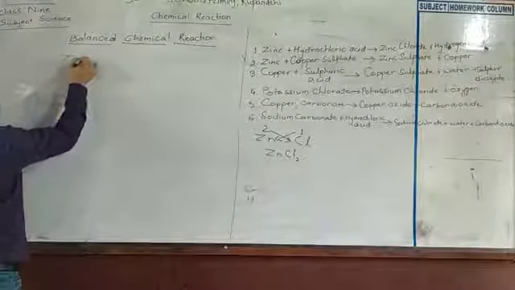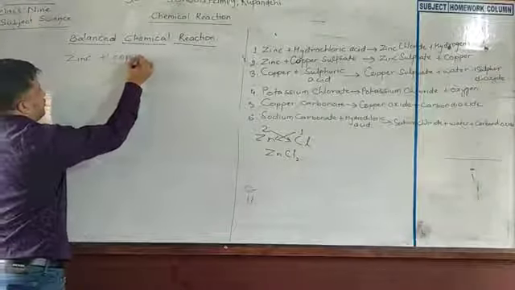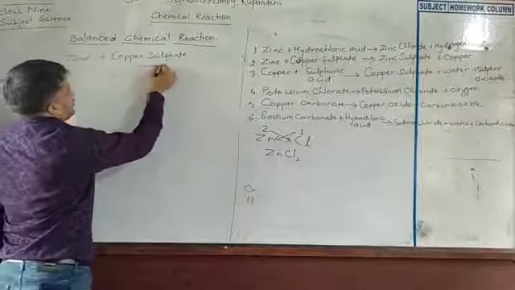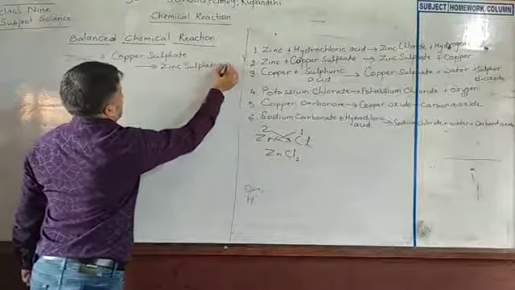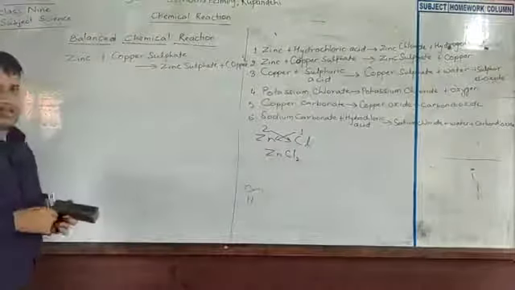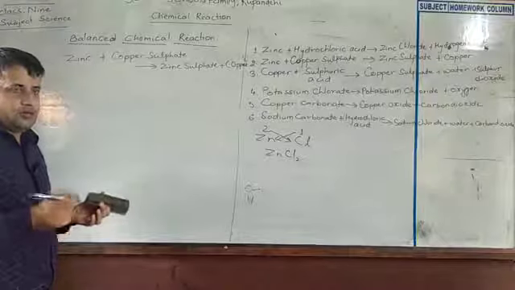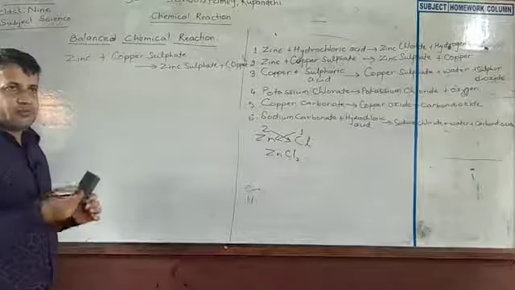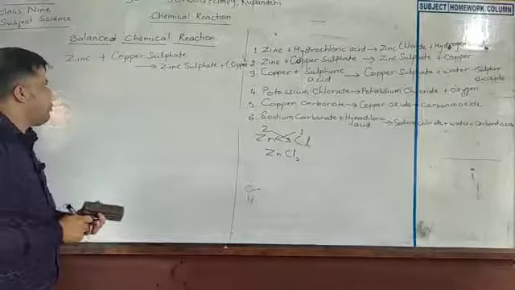Now let's take another example. Zinc, so this is the word equation. Zinc plus copper sulfate gives zinc sulfate plus copper. Let's see whether it is balanced or not balanced. Sometimes the chemical equation may be balanced, sometimes it is unbalanced. So if it is unbalanced, we have to balance it. I think now you know, if the number of atoms present in the reactant side and the product side are not equal, that is called an unbalanced equation, and we have to balance it.